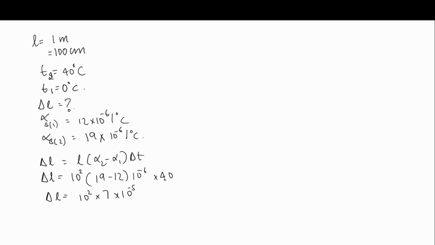We can write 40 as 4 into 10. So it becomes 7 into 4 into 10 to the power of minus 3. So delta L is equal to 7 times 4 is 28 into 10 to the power of minus 3, which is equal to 0.028. So we got delta L.